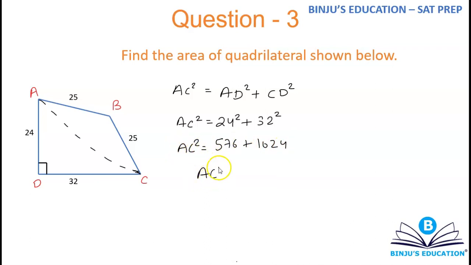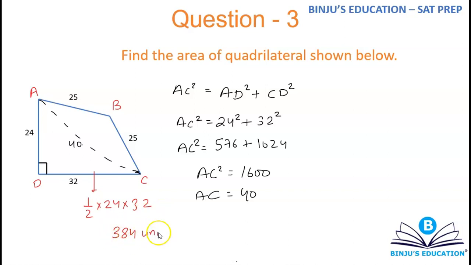So you're gonna get that AC square is equal to 1600, which means AC is equal to 40. So this is 40. Alright, and I can also calculate the area of this triangle by simply using half into base into height. So the area of this triangle will simply be half into 24 into 32. So that is 24 into 16, which will give you 384 square units.